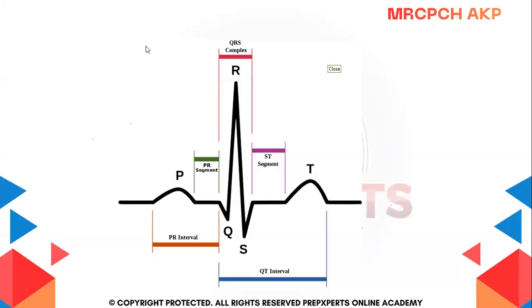Superior axis means both negative? No, superior axis means it is left axis deviation. Extreme axis means that both will be negative, like lead 1 and AVF both will be negative. Okay. So the segment basically doesn't have a wave. It is the distance, for example, from the end of the P wave till the beginning of the Q wave, which we call the PR segment. But the PR interval includes the PR segment plus the P wave itself.